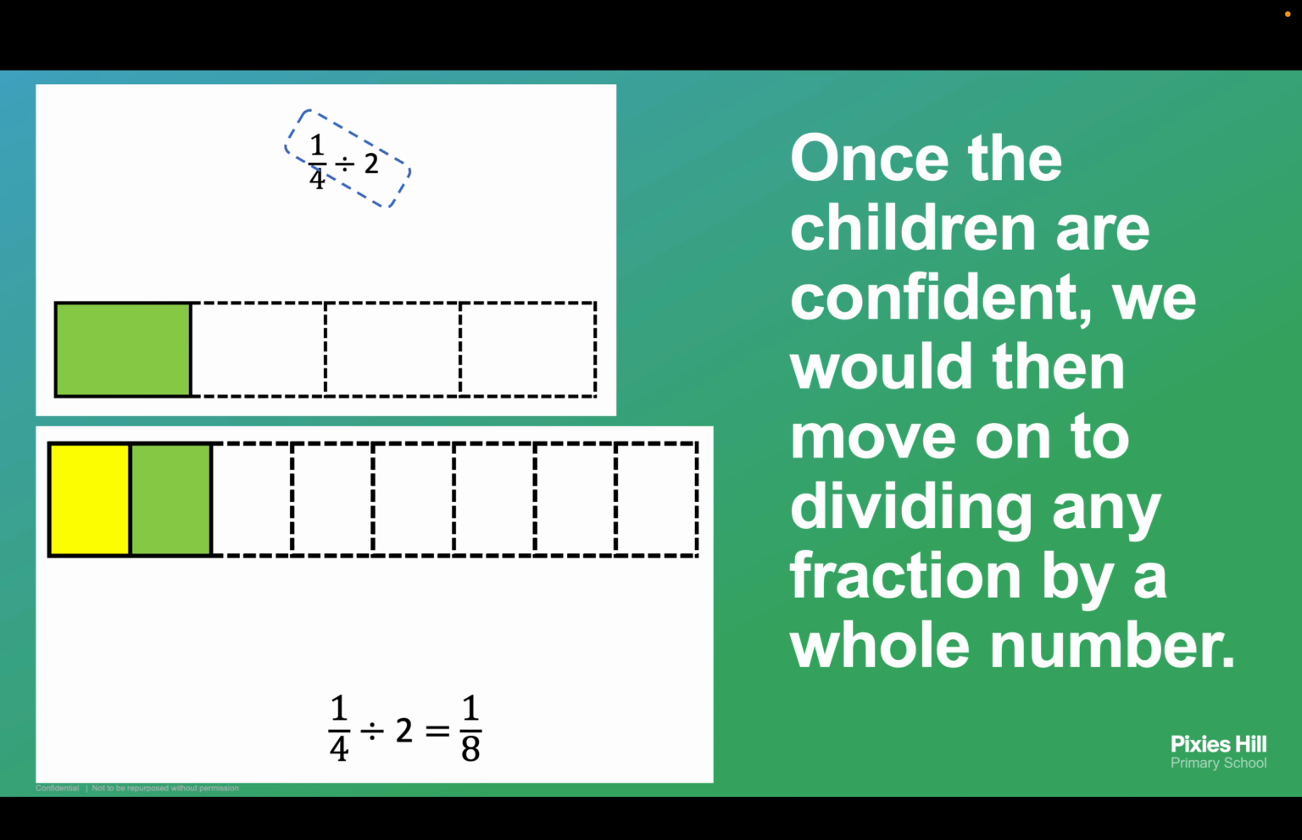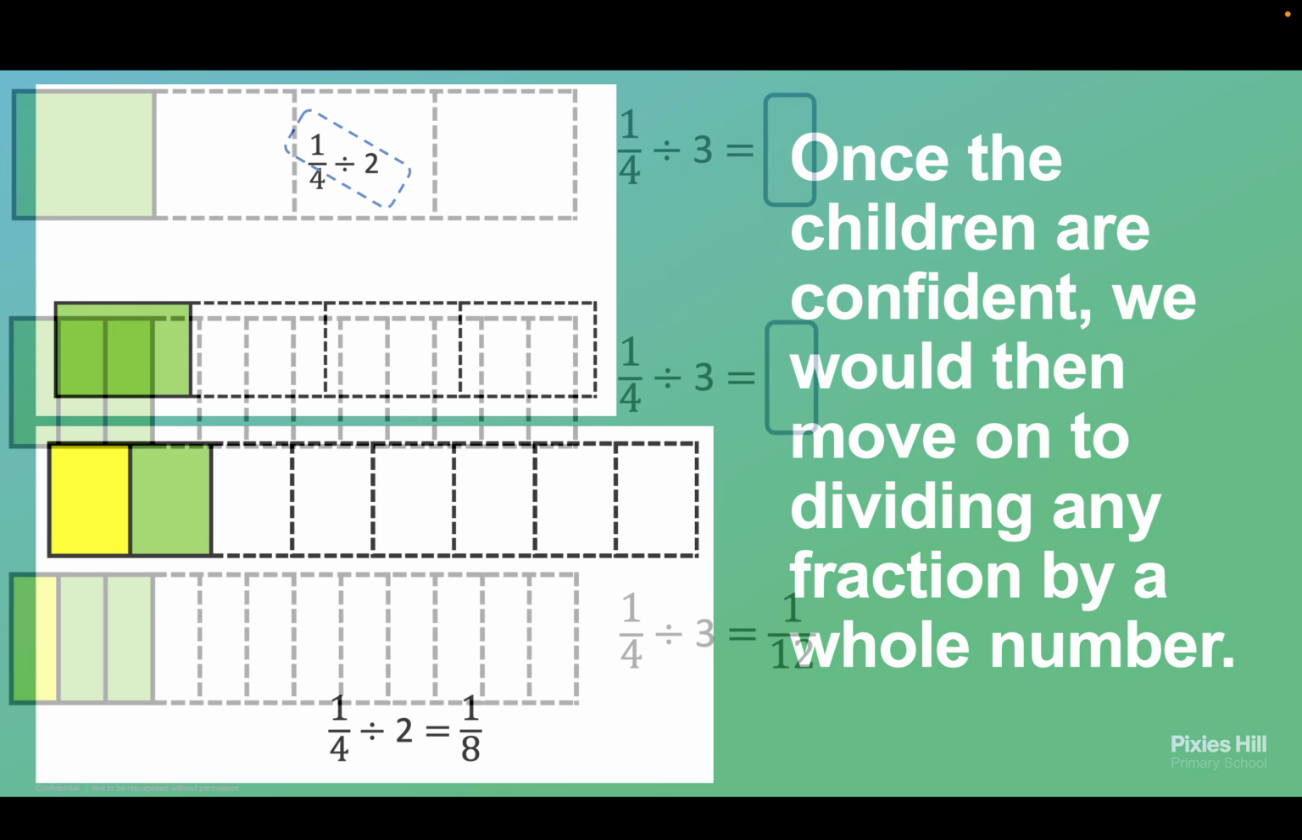Finally, we move on to dividing any fraction by a whole number. Here you can see we have 1/4 divided by 2. We are splitting our quarter into 2 pieces, but we must remember to split the other 3/4 into 2 as well. This would give us 8 equal parts. Therefore, 1/4 divided by 2 is 1/8.